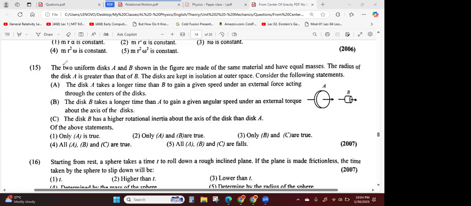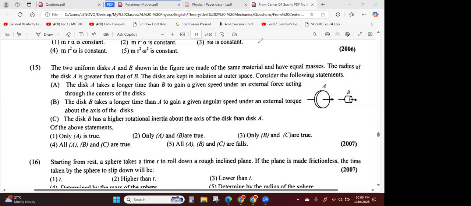The two uniform disks A and B shown in the figure are made of the same material and have equal masses. The radius of disk A is greater than that of B. The disks are kept in isolation in outer space. Consider the following statements. The disk A takes longer time than B to gain a given speed under an external force acting through the center of the disk.